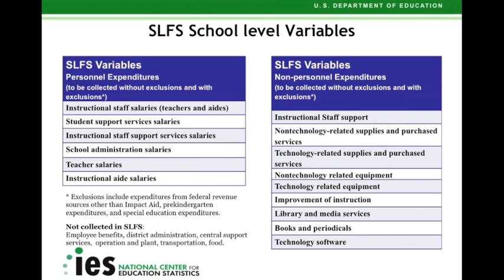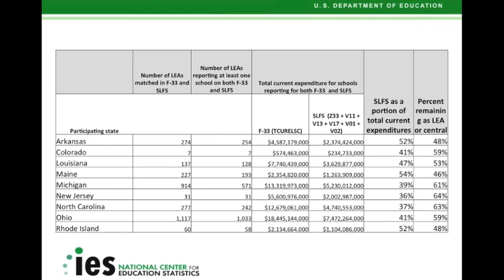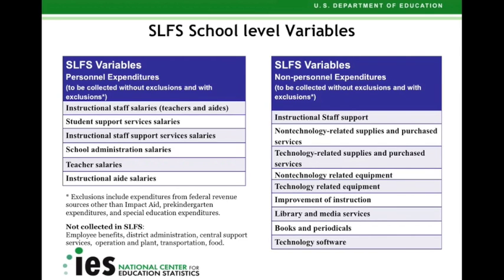I'll just very briefly tell you about the variables, okay? There's just 4 personnel variables, and it's those 4 right up top here. It's the instructional staff salaries, that includes the teachers and the aides, student support services salaries, number 3, instructional staff support services salaries, and number 4, school administration salaries. So this comes right out of the NCES accounting handbook. It's, for example, the salaries for teachers, aides, and instructional staff. That's function 1000, object 100. Instructional staff, that's function 2100, object 100.